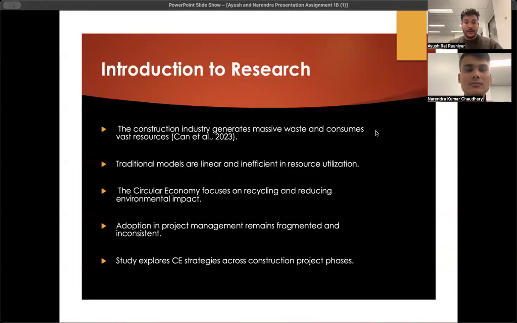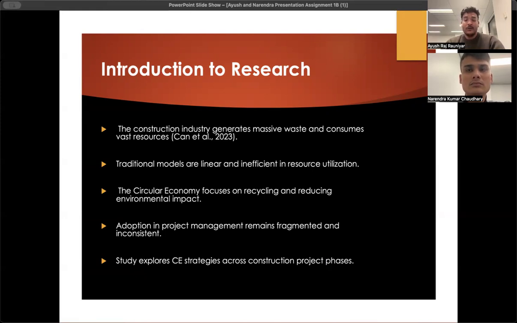For the introduction, let me begin with the background. The construction industry uses a lot of raw materials and creates a huge amount of waste. Most companies follow a linear model. They take materials, use them, and throw them away. But this is not suitable in the long term.